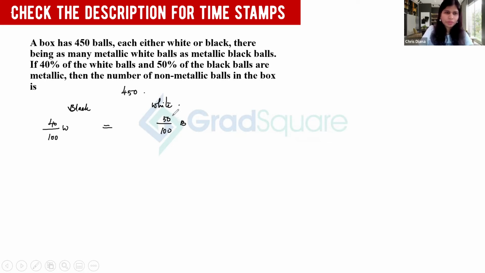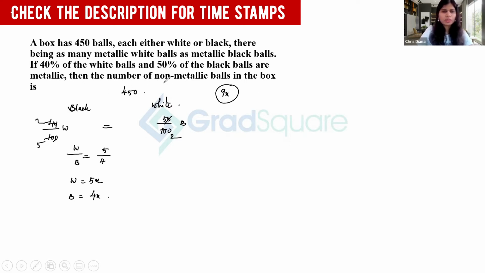So I'll end up here with this goes here 2 times and this goes here 2 by 5. So white by black is going to be nothing but 5 by 4. If the number of white balls is going to be 5x, the number of black balls is going to be 4x. So total the number of balls is 9x. We can just assume and keep it.